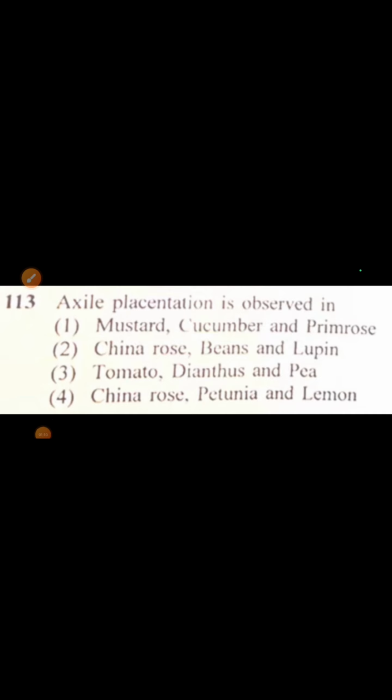Axial placentation is observed in mustard, cucumber and primrose. No. China rose, beans, lupin. No. Tomato, dianthus and pea. No. And option 4 is correct: China rose, petunia and lemon. So correct option is 4.